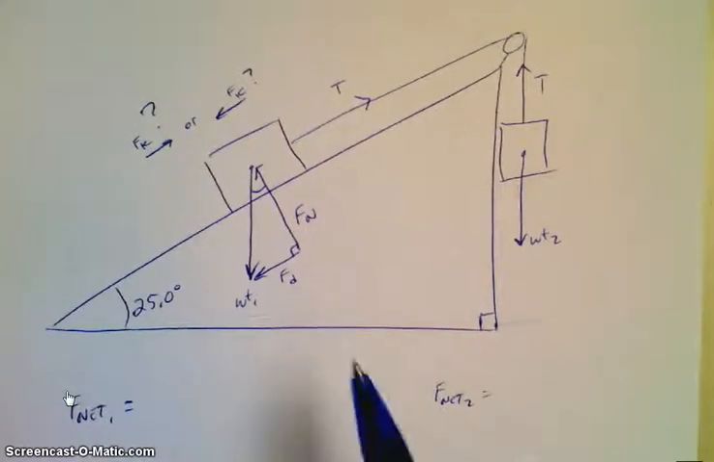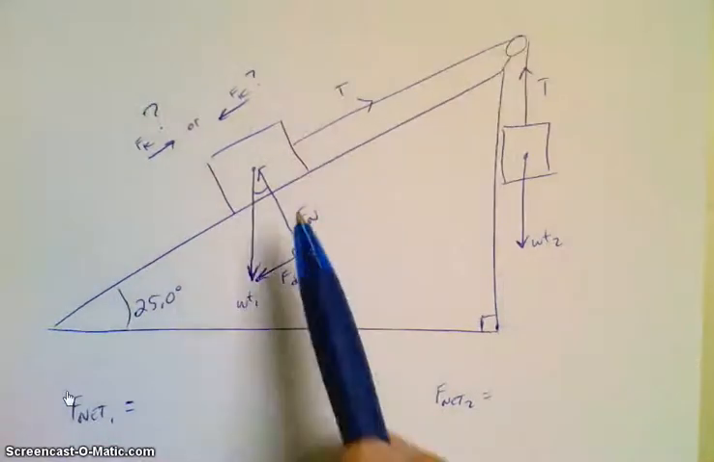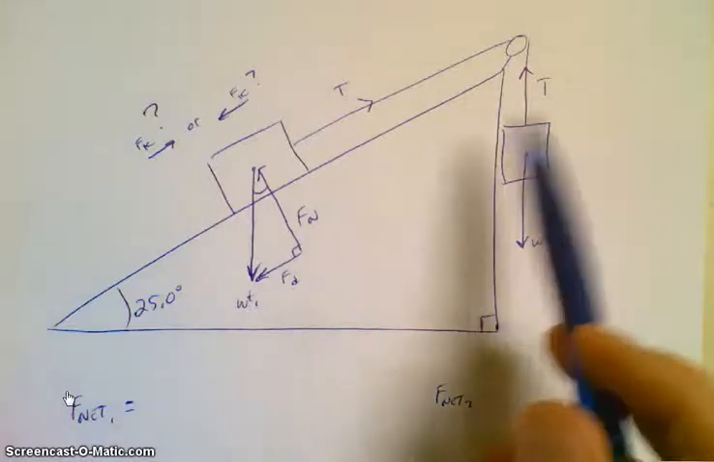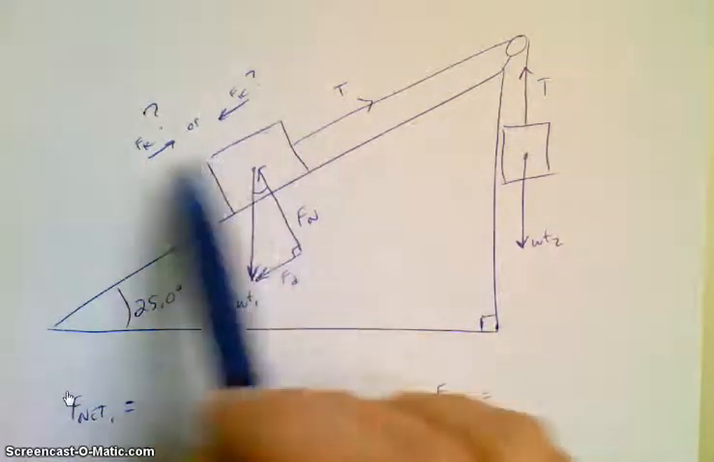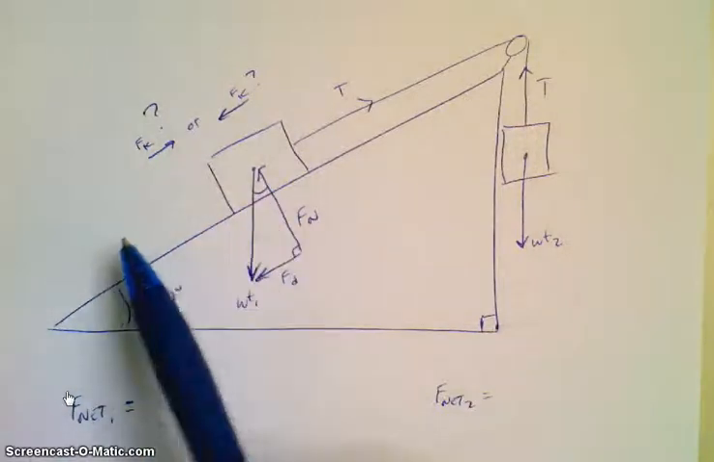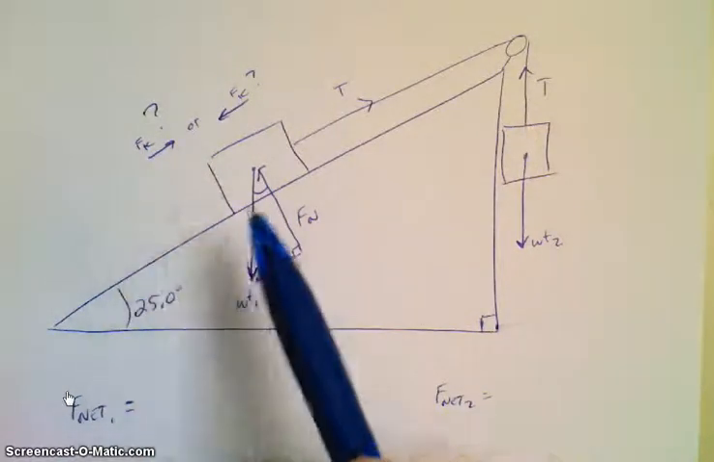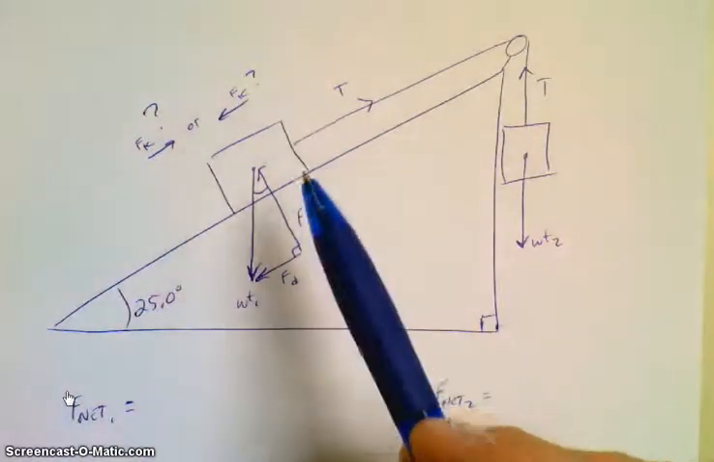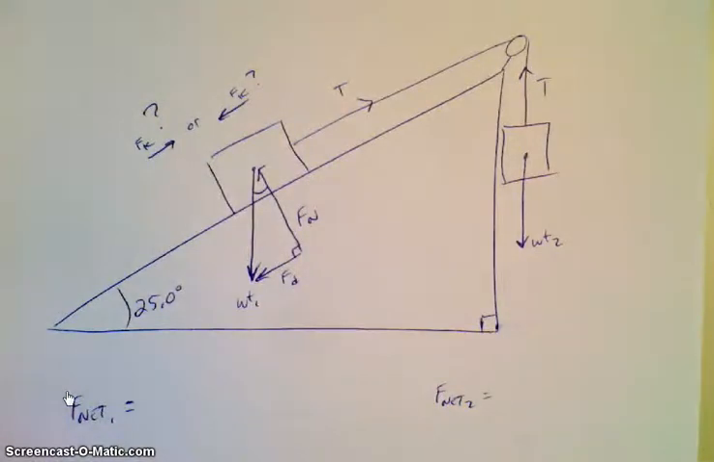So here's what we should have. We should have weight 1, Fn, Fd, weight 2, tension up here, and then we have to decide where Fk is going. If it's sliding down the ramp, then friction would be up. If it's sliding up the ramp, then friction would be down, but we don't know. So we have to make an educated guess. Here's what I would look at. The weight here is going to be equal to the tension if we say that it's at rest. So if the tension pulling up is greater than Fd, what's it going to do?